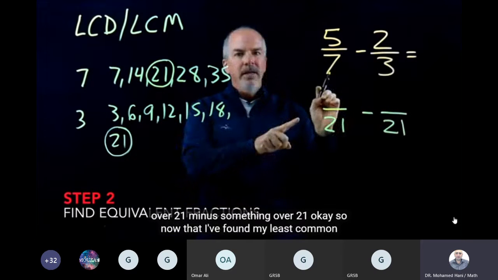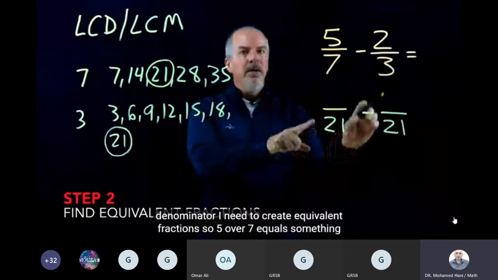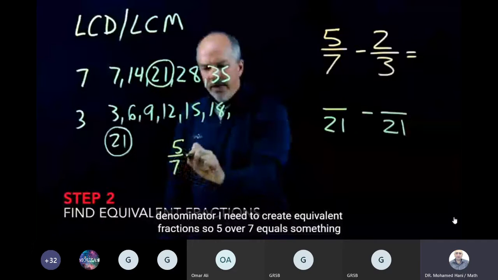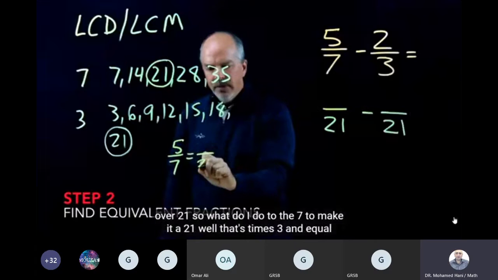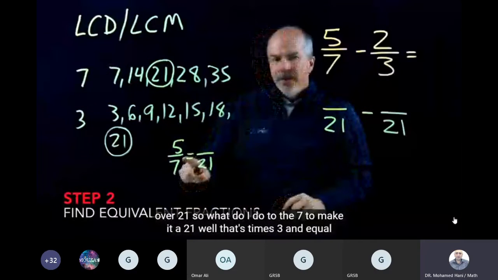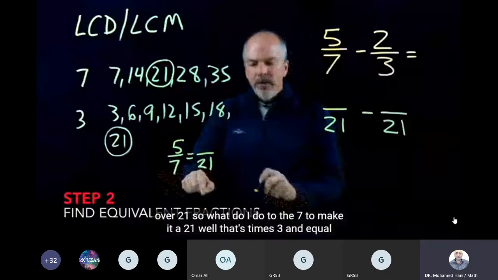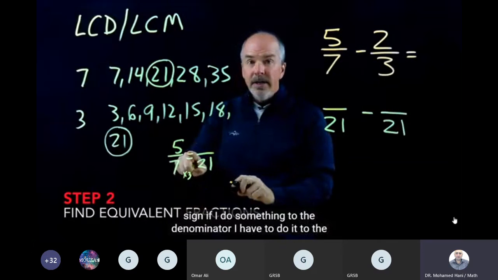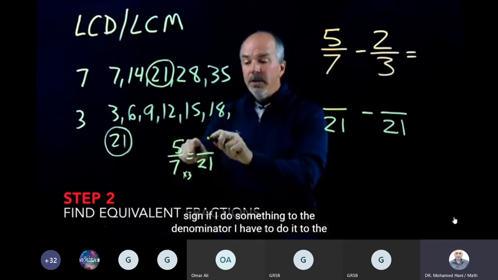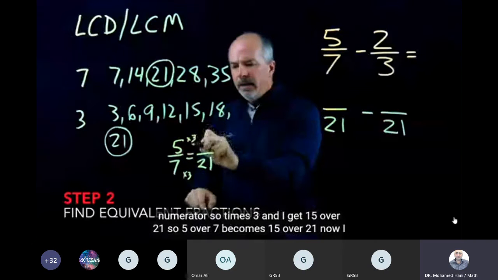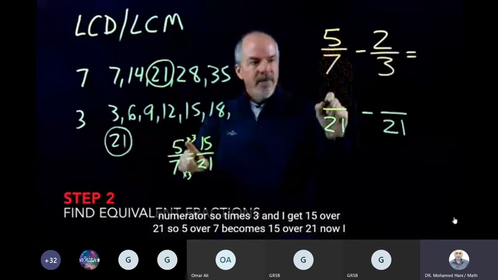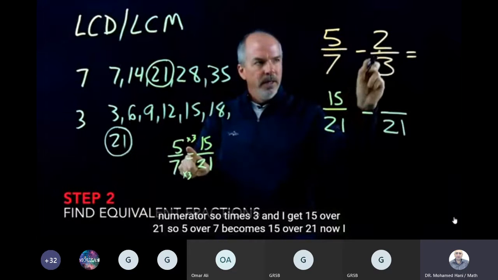Okay, so now that I found my least common denominator, I need to create equivalent fractions. So 5 over 7 equals something over 21. What do I do to the 7 to make it a 21? Well, that's times 3. And if I do something to the denominator, I have to do it to the numerator. So times 3, and I get 15 over 21. So 5 over 7 becomes 15 over 21.